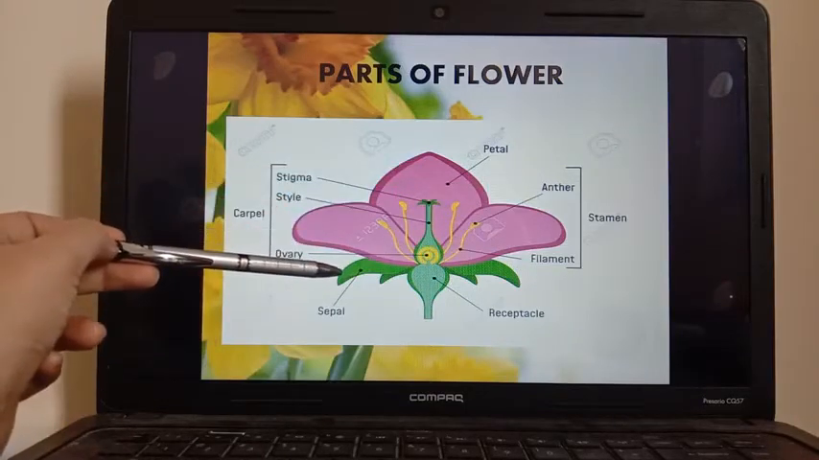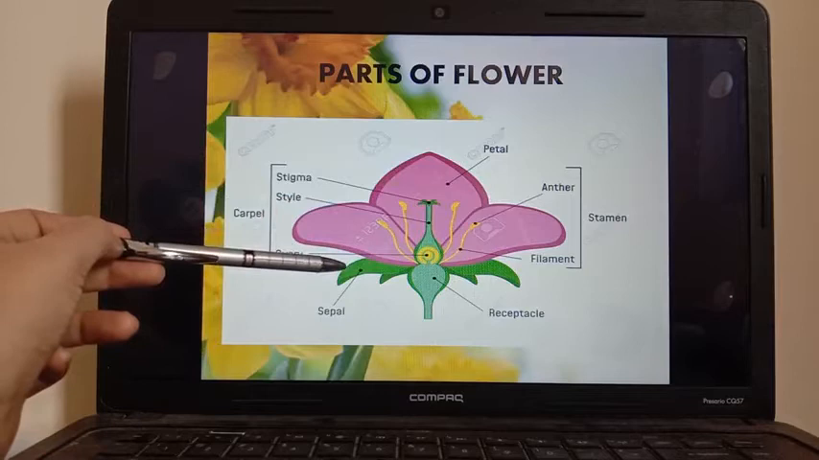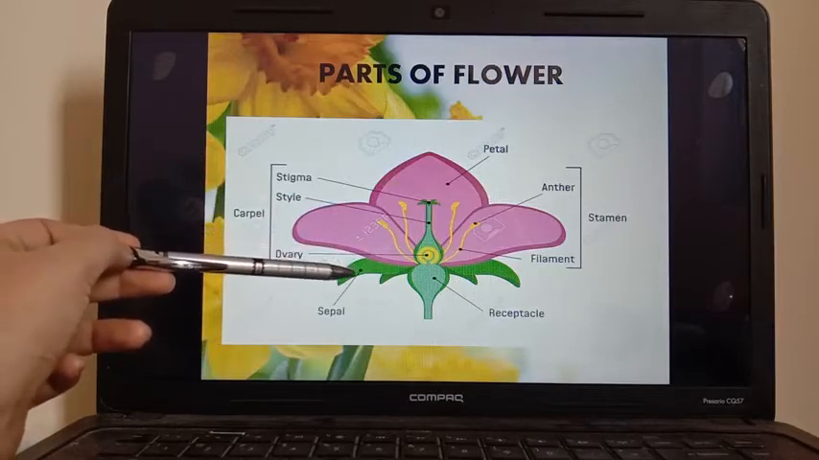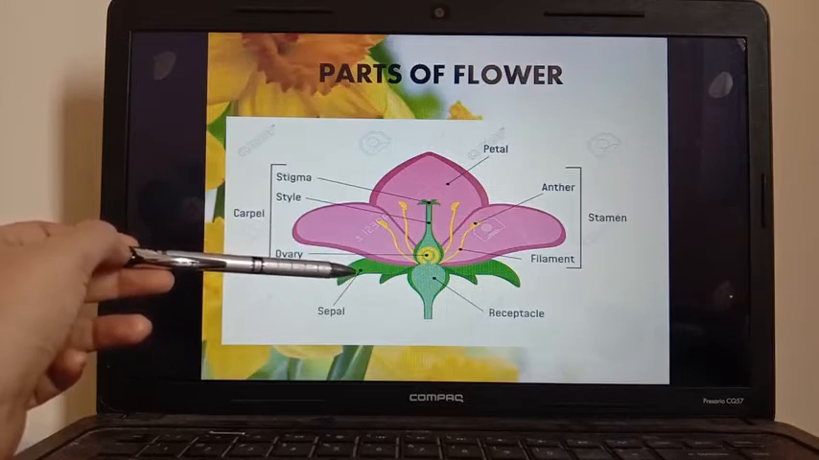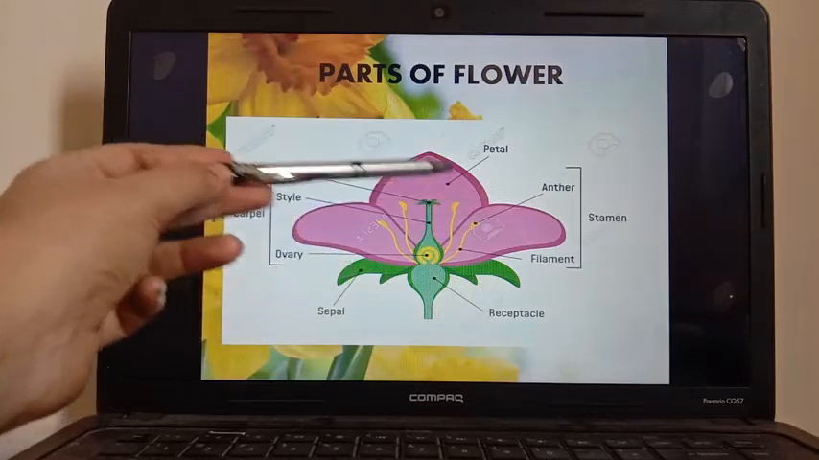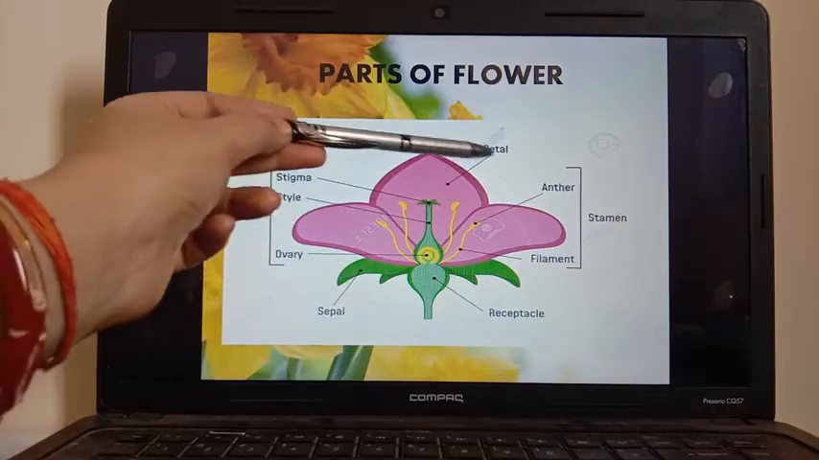These are the sepals. These are mainly the green colored part, which protect the flower when it is in the bud form. So these are the sepals. These, all the colorful part, are the petals.